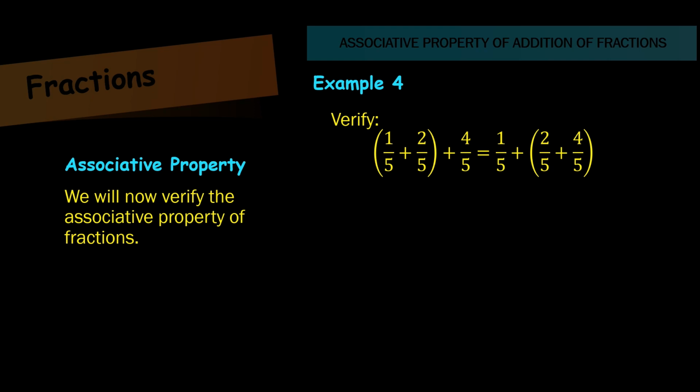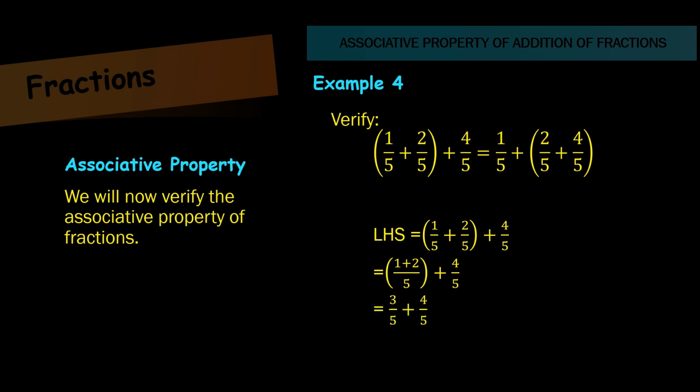We will now verify the associative property of the addition of fractions. Consider the example shown. First simplify the left-hand side. Add the fractions in brackets first. Add the numerators and leave the denominator as it is. We can do this as, of course, the denominators of both fractions are the same. So now we have 3/5 plus 4/5, and adding these two gives us 7/5 or 1 2/5.